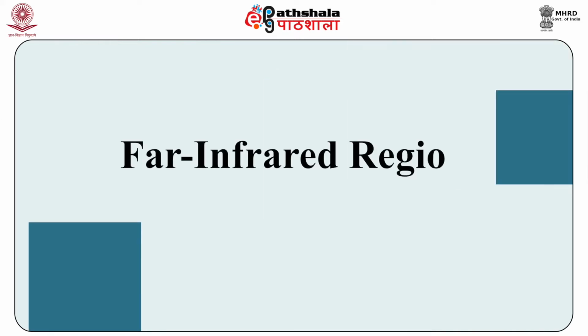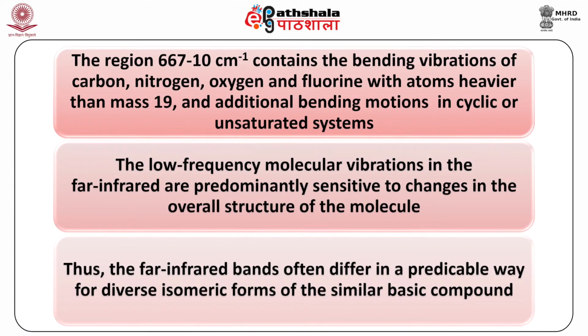Far infrared region. The region from 667 to 10 cm⁻¹ contains the bending vibrations of carbon, nitrogen, oxygen and fluorine with atoms heavier than mass 19, and additional bending motion in cyclic or unsaturated systems. The low frequency molecular vibrations in the far infrared are predominantly sensitive to changes in the overall structure of the molecule. Thus, far infrared bands often differ in a marked way for diverse isomeric forms of similar basic compounds.